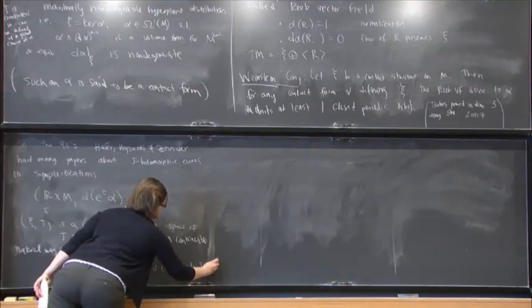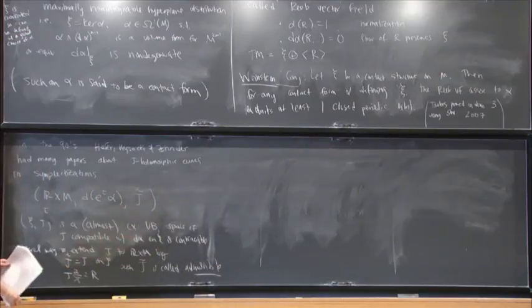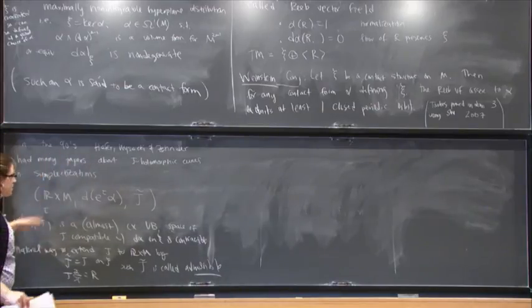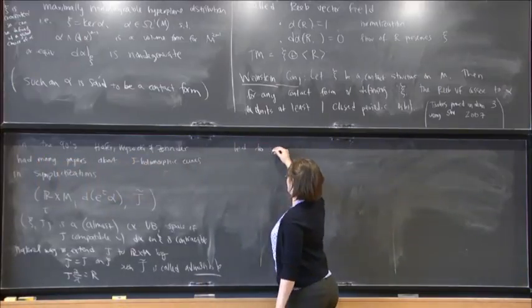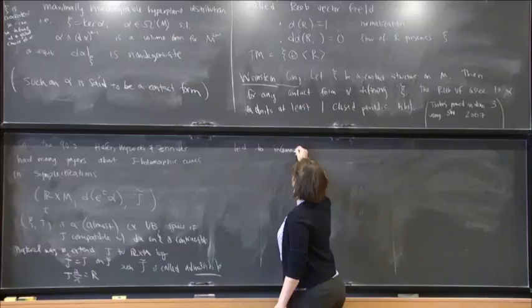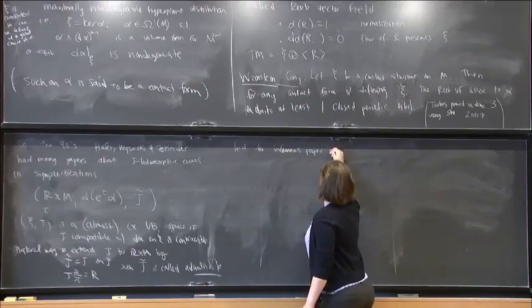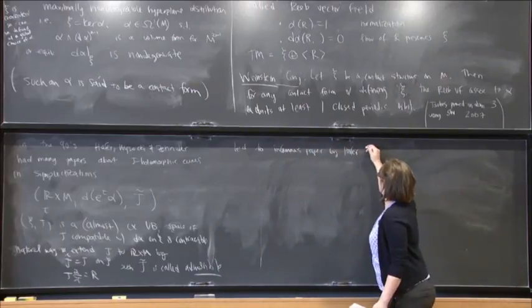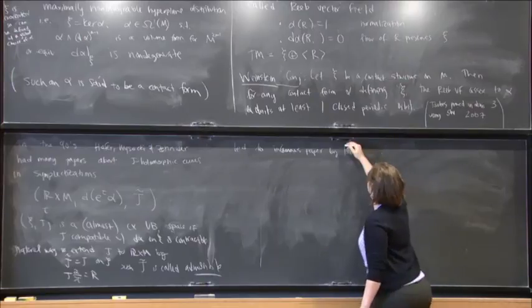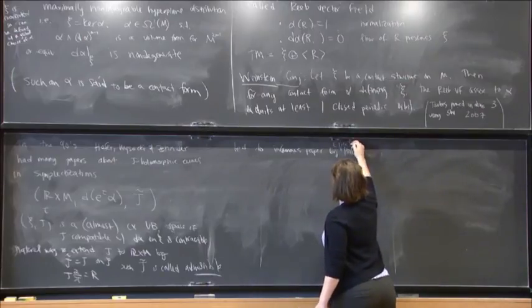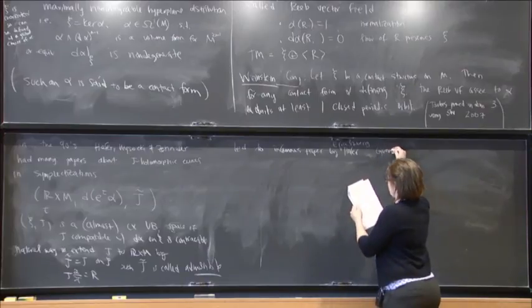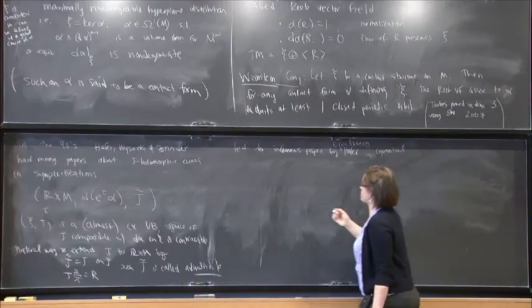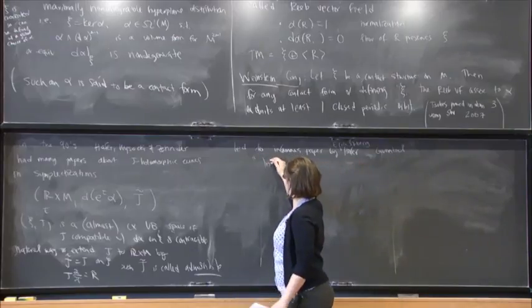Okay. And I'll say what a pseudo-holomorphic curve is in just a second. But in the 90s, Hofer, Wysocki, and Zehnder had a lot of nice papers about this, which then led to an infamous paper by Eliashberg, Givental, and Hofer, which was called Introduction to Symplectic Field Theory.